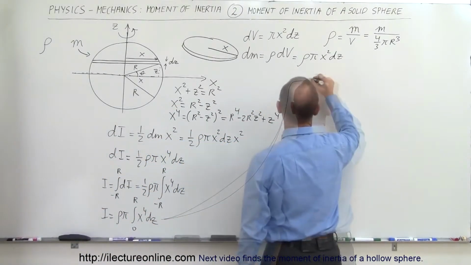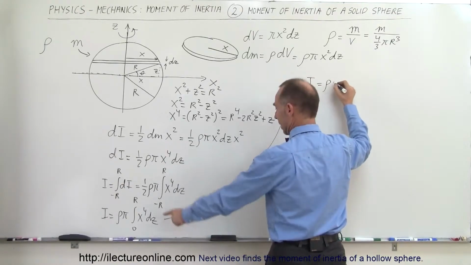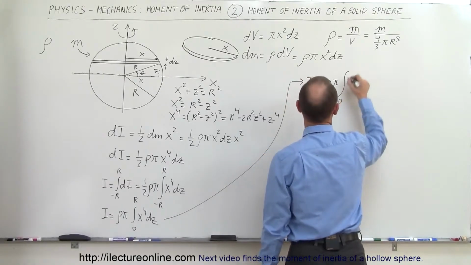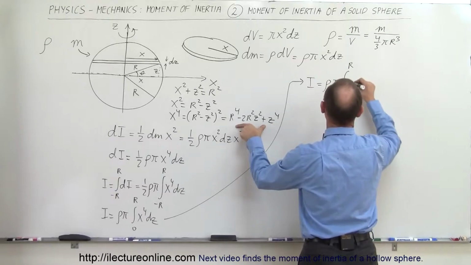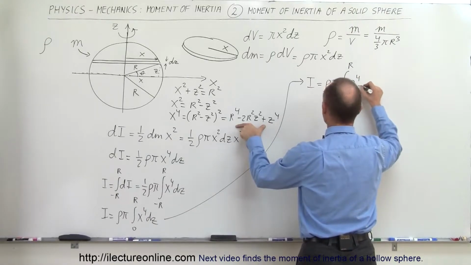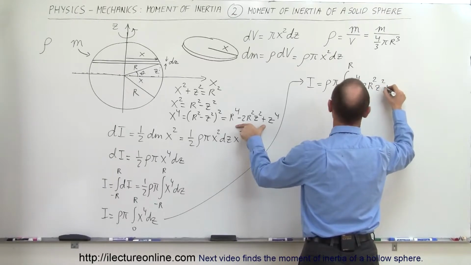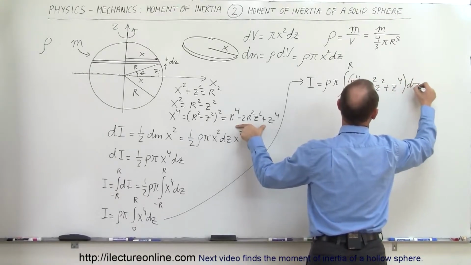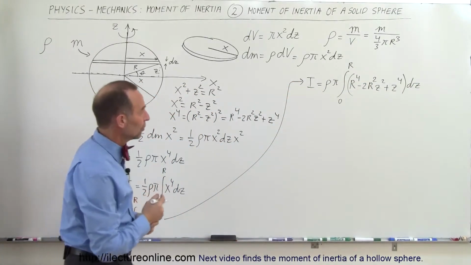So we have I, moment of inertia, is equal to the density times pi times the integral from 0 to r. And instead of x to the fourth, I'm going to plug in this quantity right here. So this is r to the fourth minus 2r squared z squared plus z to the fourth and times dz. And now that can be integrated. It's not a bad integral, so let's go ahead and do that.